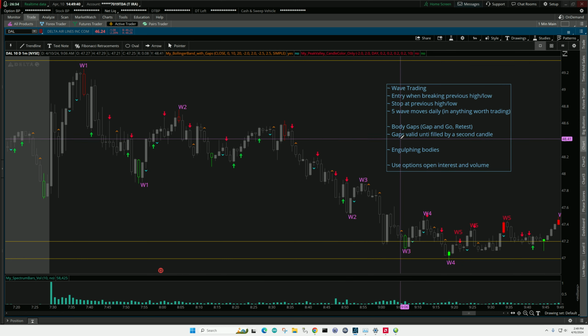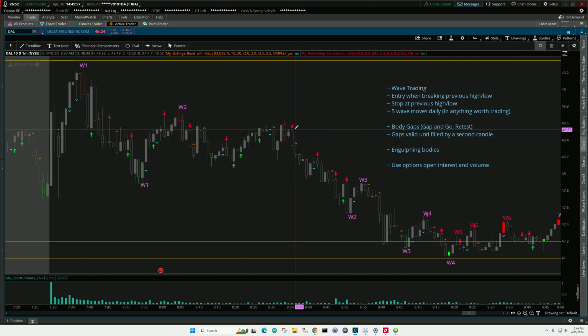Let's see, gaps valid until filled. So we've documented these gaps in the past with these yellow lines and the ones I drew in blue, the blue lines in pre-market that were already filled. So you know where your gaps are, because your gaps are definitely targets.